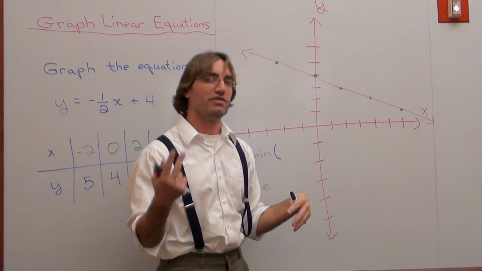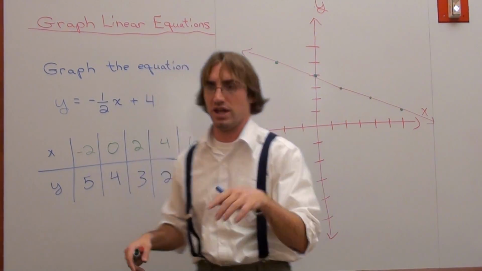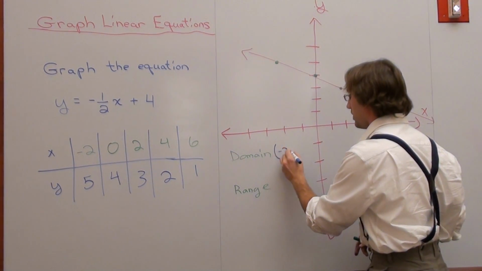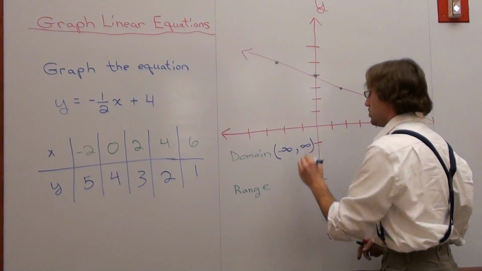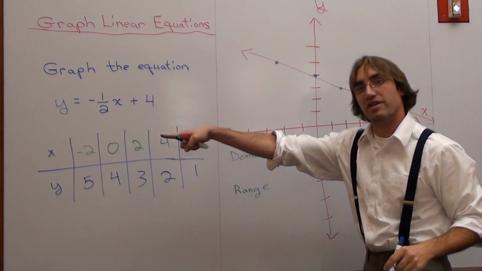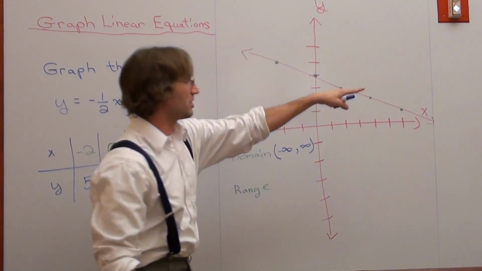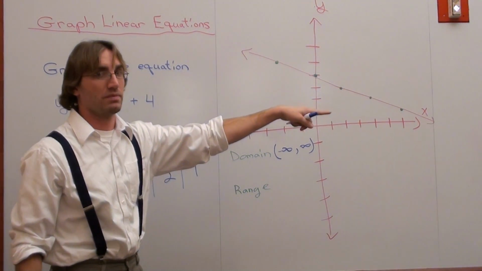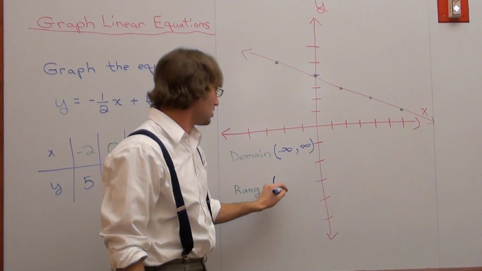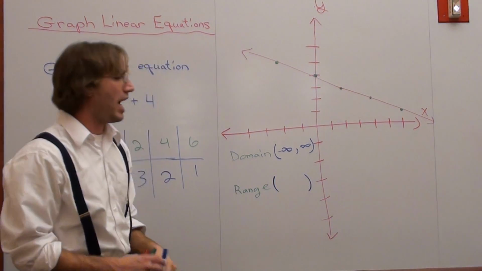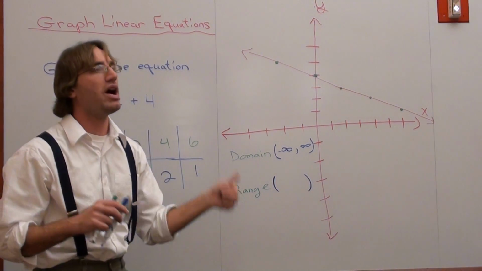So your domain for this linear function is negative infinity to infinity. It keeps going this way forever, and it keeps going that way forever. That's what domain means. It's your x values. Your range is how low do you go to how high do you go.